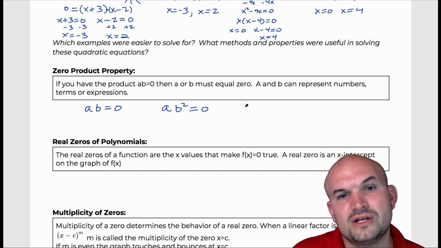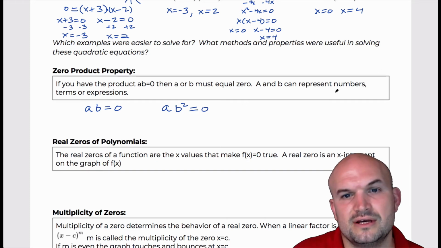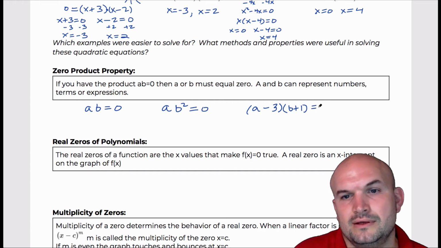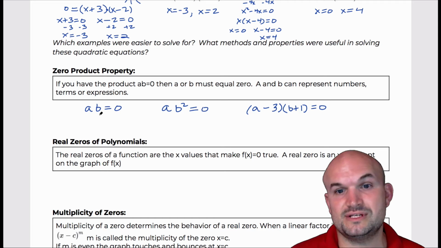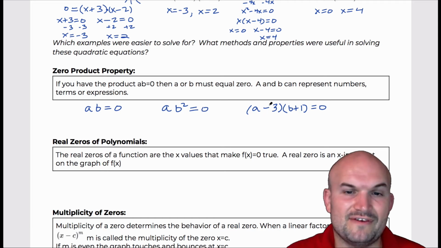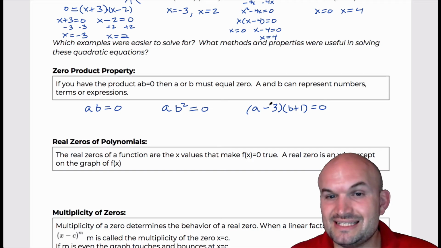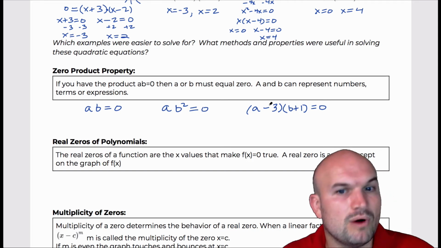And then the other thing is you could also have some expressions, let's keep this with A's and B's. We could also have A minus 3 times B plus 1 equals 0. Well, just like we said this has to equal 0 or this has to equal 0, in the same respect, if A minus 3 times B plus 1 is equal to 0, that means either the expression A minus 3 is equal to 0 or B plus 1 is equal to 0.